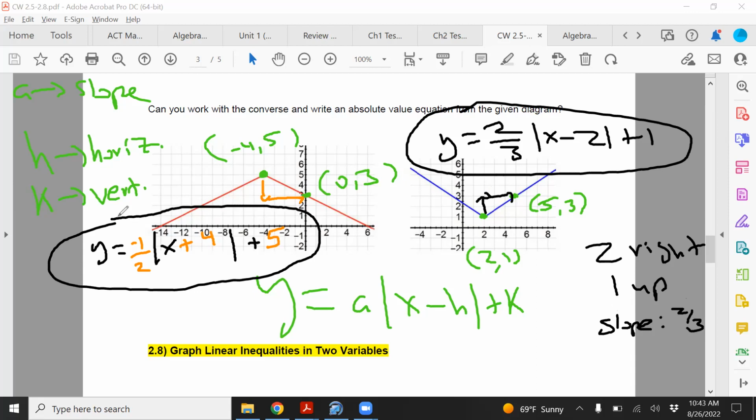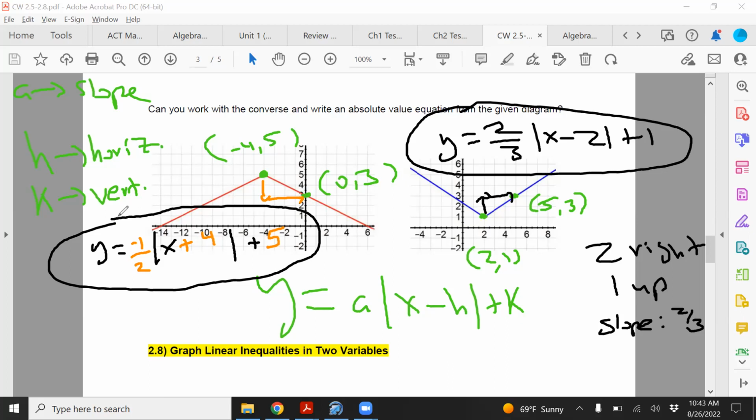Now, brain check your work. If I were to plug in 2, I should get 1 for y. That's why it would not be x plus 2. If you put x plus 2, you would not get 1 for y. Or if you plug in 5, you should get 3. Plug in 5 and I get 3. 2/3 of 3 is 2. 2 plus 1 is 3.